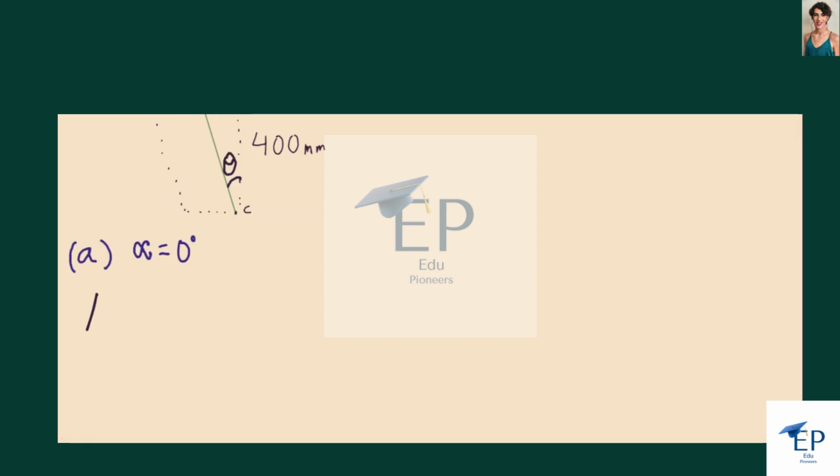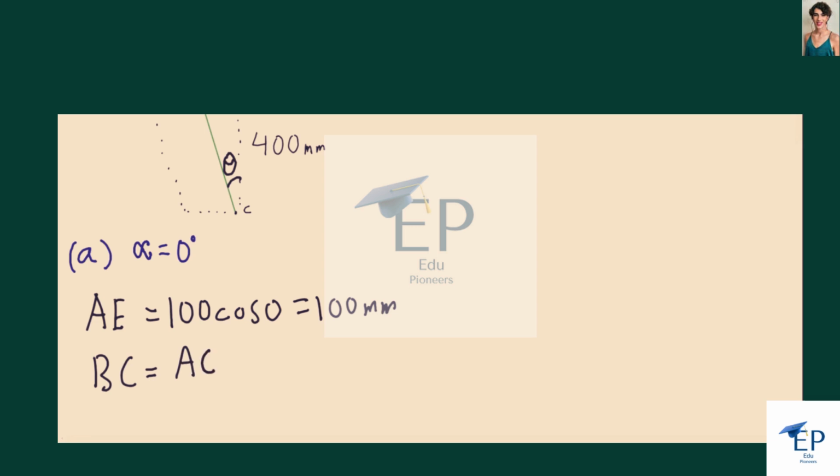So to find the length AE, this is going to be 100 times the cosine of 0, which is equal to 100 millimeters. And we're going to find length BC, and this is going to be equal to AC plus AB. And we can do this because we know that alpha is equal to 0. So this is going to become 500 millimeters.